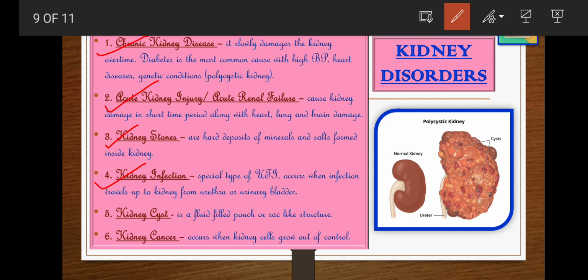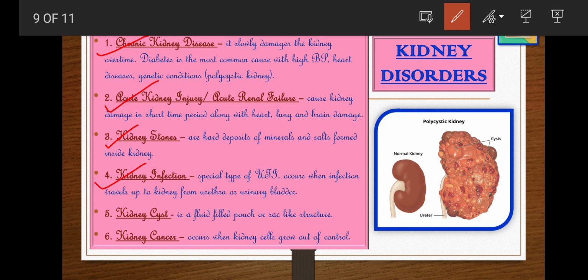The symptoms likely to be present are fever, chills, nausea, vomiting, pain in the flanks, back, and abdomen, increased urine frequency or the urge to urinate, pain or burning when urinating, cloudy or foul smell in the urine, and blood in the urine. So these were all about the symptoms of kidney infection.